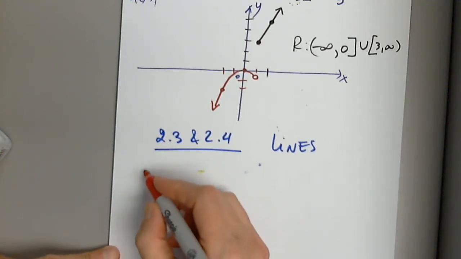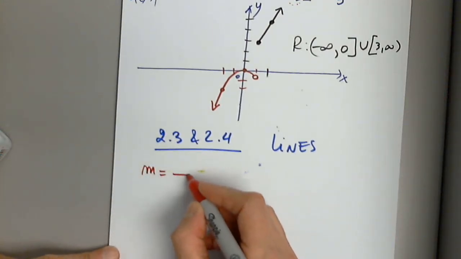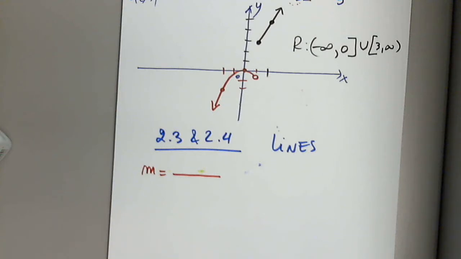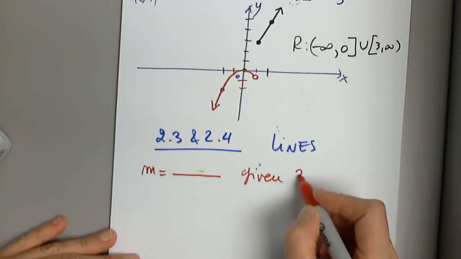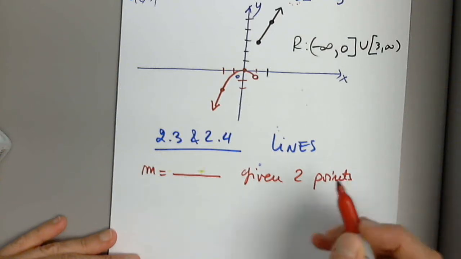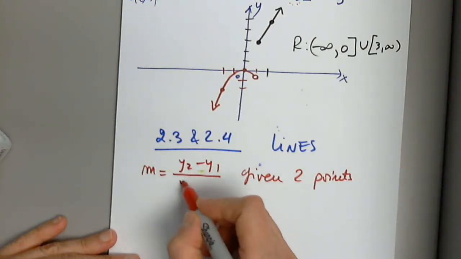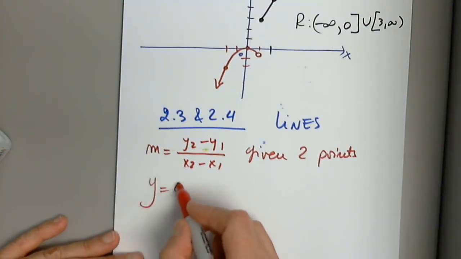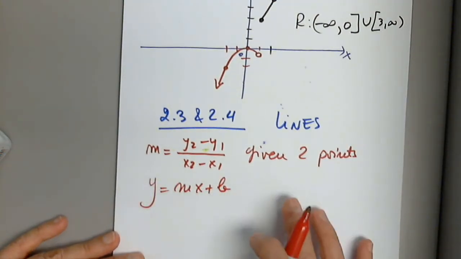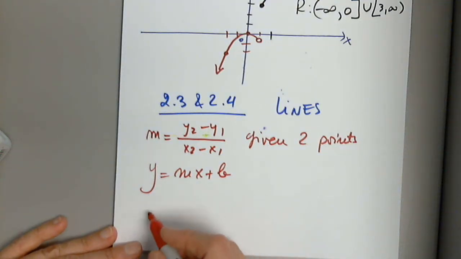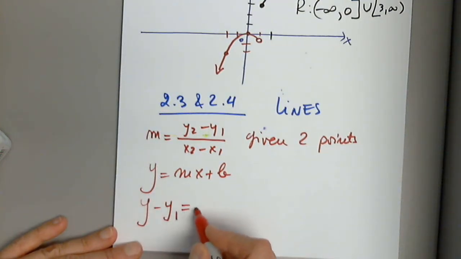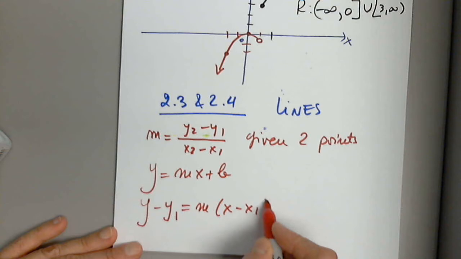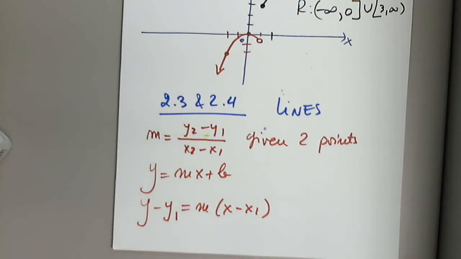Okay, we remember that the definition of the slope is, if we have 2 points given, y2 minus y1 over x2 minus x1. Then y equals mx plus b is one equation of the line. You'll tell me what it is. And then y minus y1 equals the slope times x minus x1. These are the only 2 equations that we have for lines.